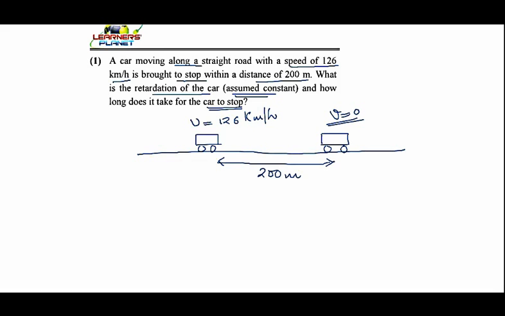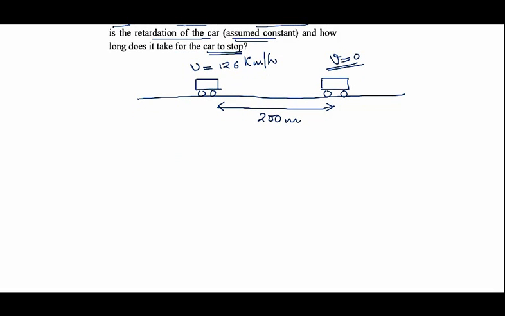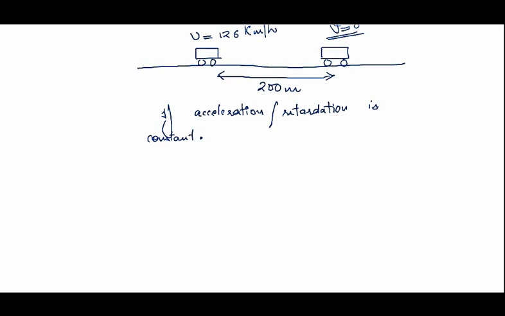This is 0. Now friends, as you know, if acceleration, or rather in case of retarded motion, retardation is constant, we are free to work with equations of motion. Is it clear friends?